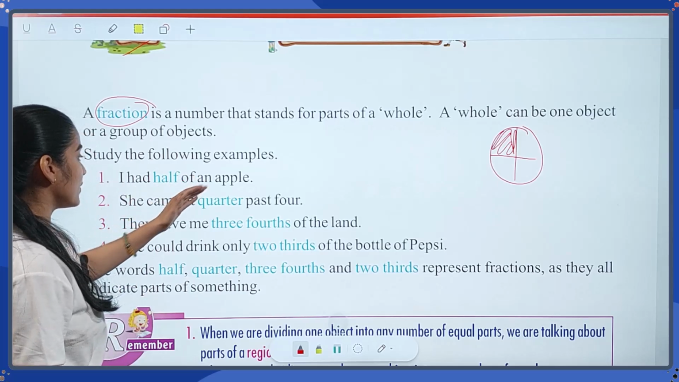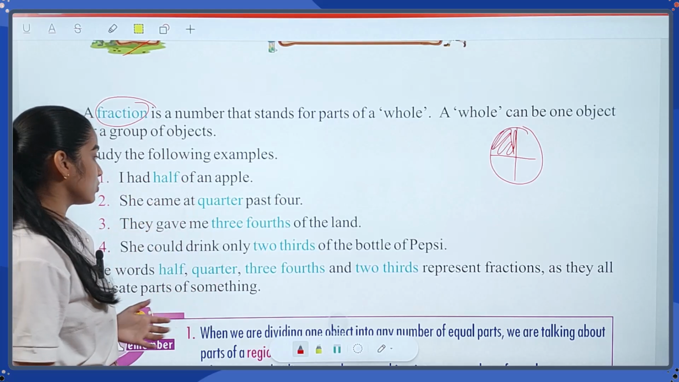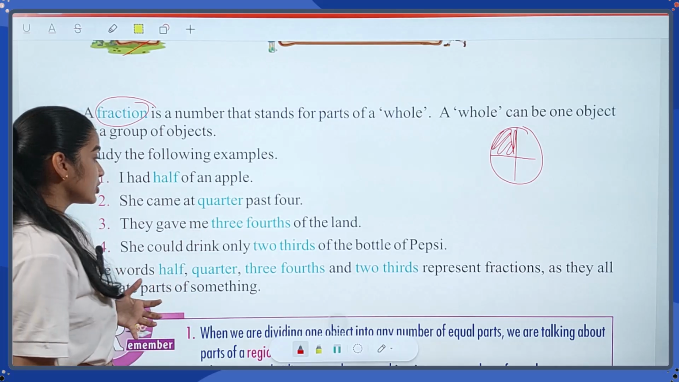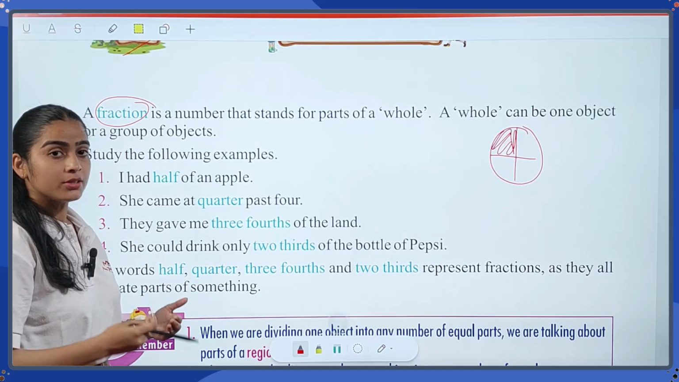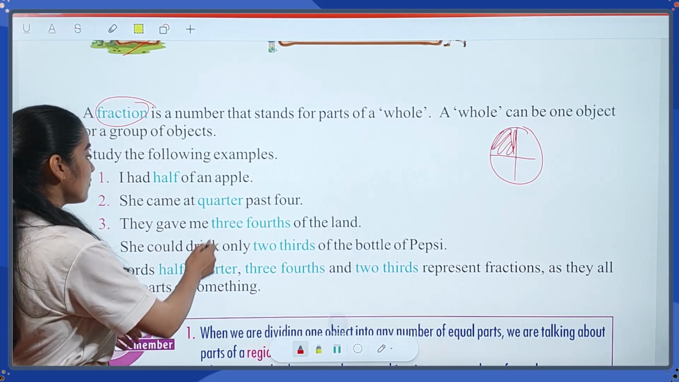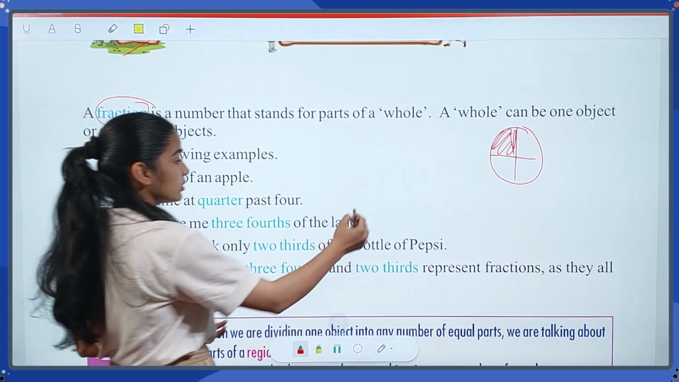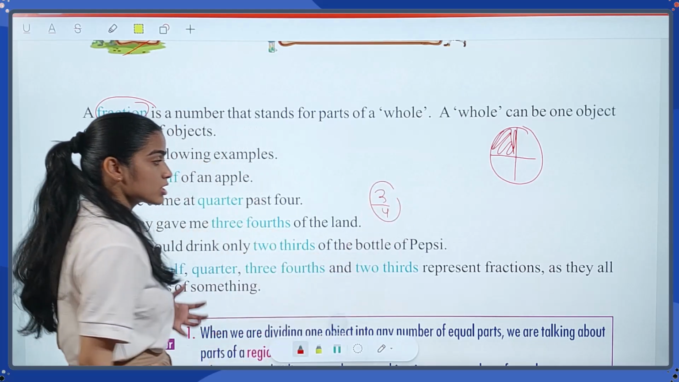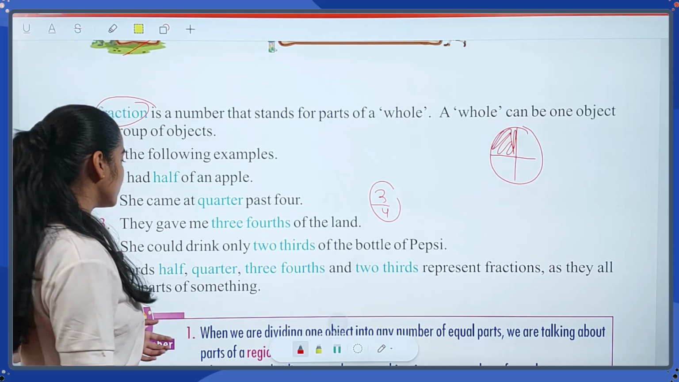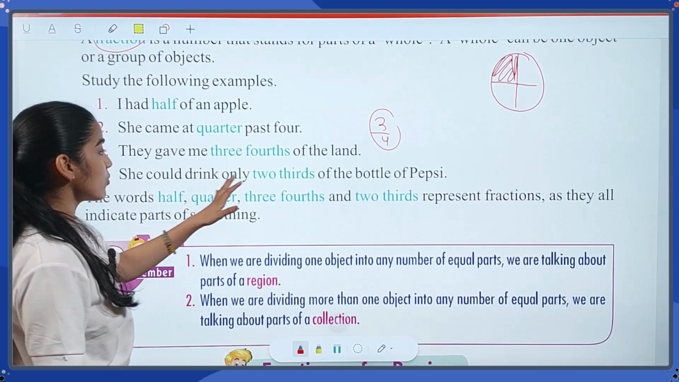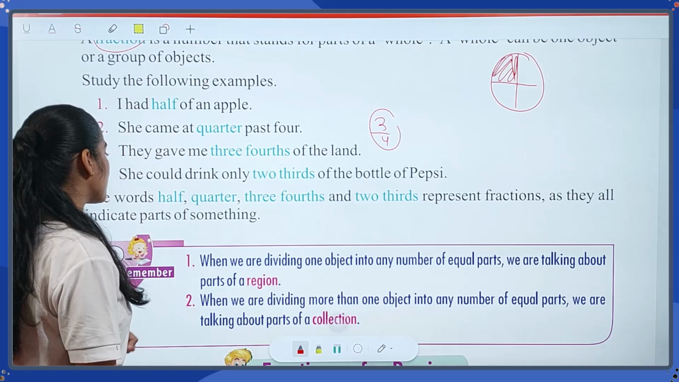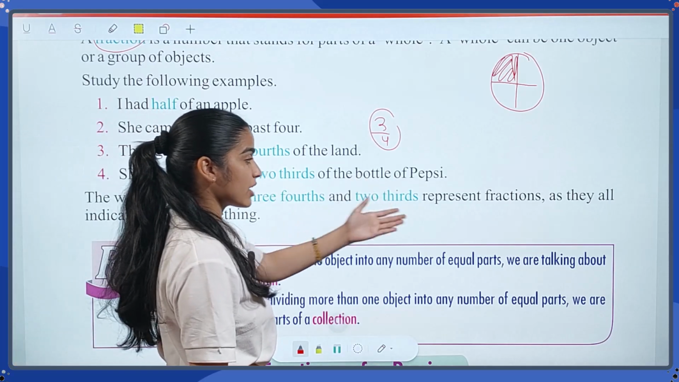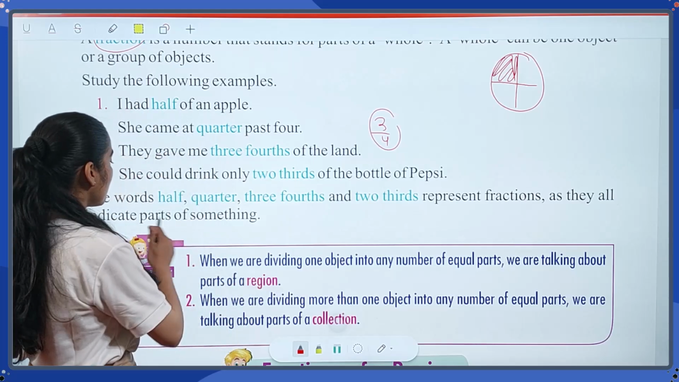I had half of an apple. Half of an apple means 1 by 2. She came at quarter past 4. They gave me 3/4 of the length. 3/4 means 3 by 4. If we have a total of 4 parts, she gave me only 3 parts of it. She could drink only two-thirds of the bottle of Pepsi. So the words half, quarter, three-fourths, and two-thirds represent fractions as they all indicate the parts of something.